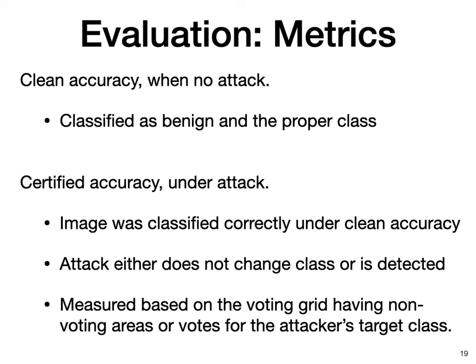We report 2 metrics. Clean accuracy is whether we classify each image correctly in the absence of attack, properly identifying the class and that the image is benign. Certified accuracy means that additionally, under attack, the attack either does not change the class or we detect the attack. We evaluate certified accuracy based on whether each validation image has vulnerable non-voting areas in the voting grid or areas already voting for the attacker's target label.